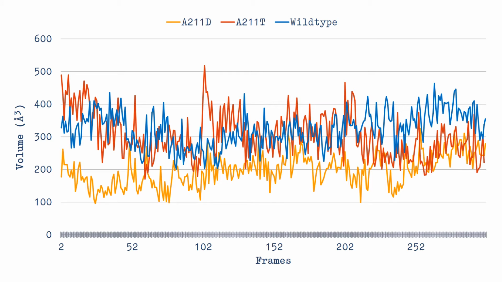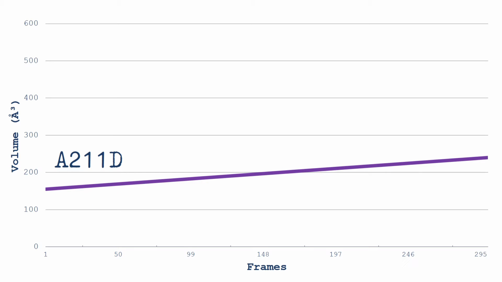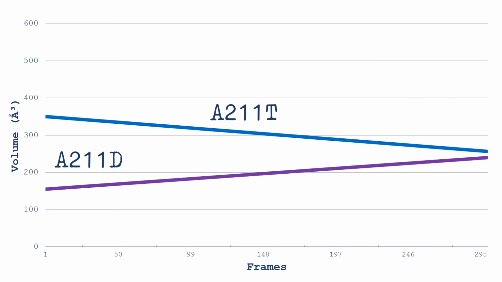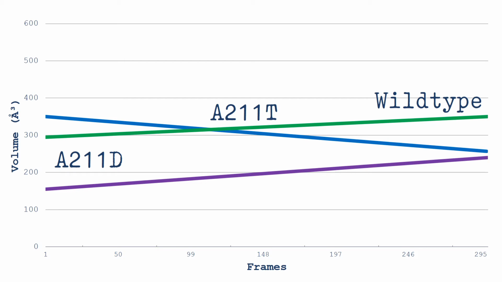While analyzing the graphs of the volume, I identified that each pocket has a different behavior. The pocket volume of A211D increases over each frame. A211T's decreases, and the wildtype's increases, but stays mostly the same as how it started.